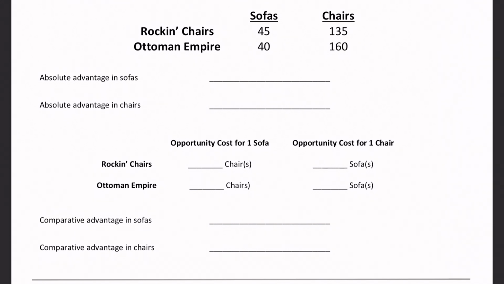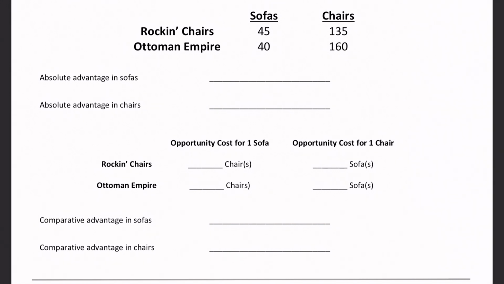Rockin' Chairs, if they put all their focus and all their attention on sofas, could produce 45 sofas. All their attention on chairs, 135 chairs. The Ottoman Empire, if they put all their attention on sofas, could produce 40 of those. If they put all their attention on chairs, they could produce 160. Awesome. So let's start here.